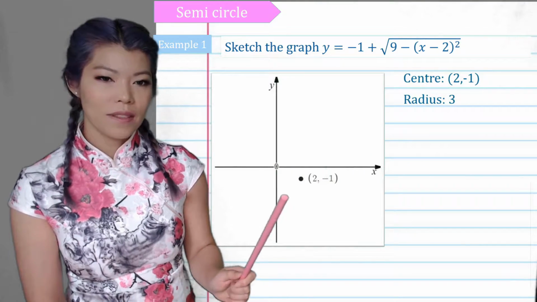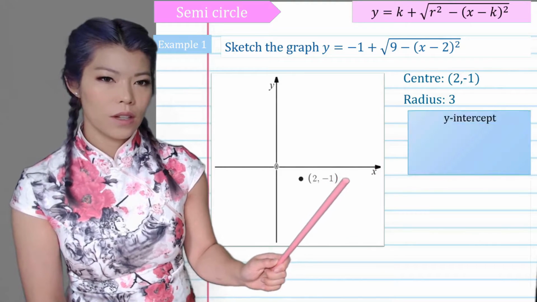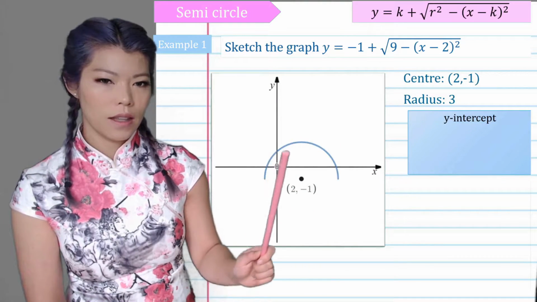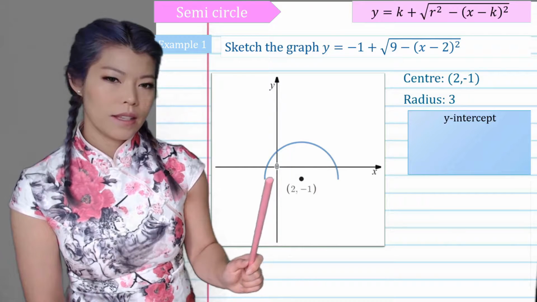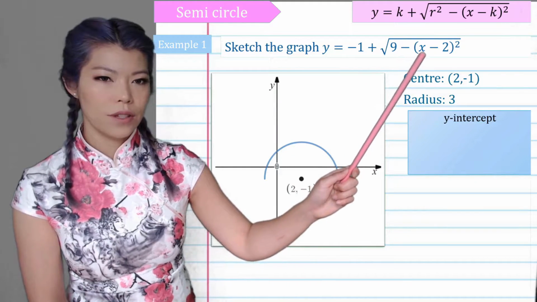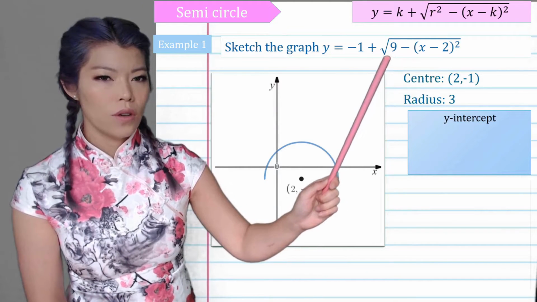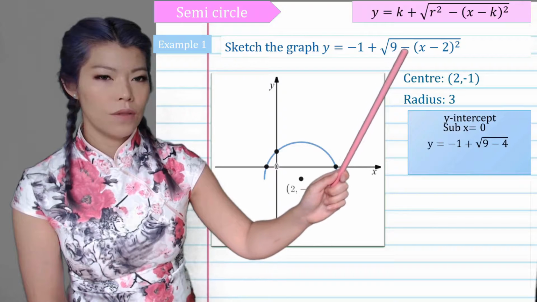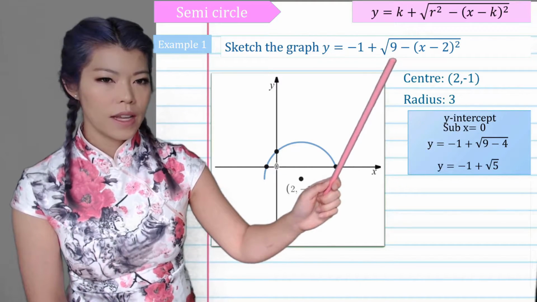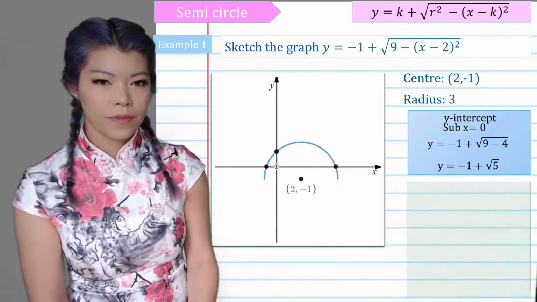So let's sketch that. So (2, -1), and it's a positive semicircle. So let's put in a line there. Now we can see there's y and x intercepts. Let's find the y-intercept first by letting x equal 0. 0 minus 2 is -2. -2 squared is 4. So 9 minus 4 is 5, the square root of 5. So our y-intercept is at -1 plus the square root of 5.